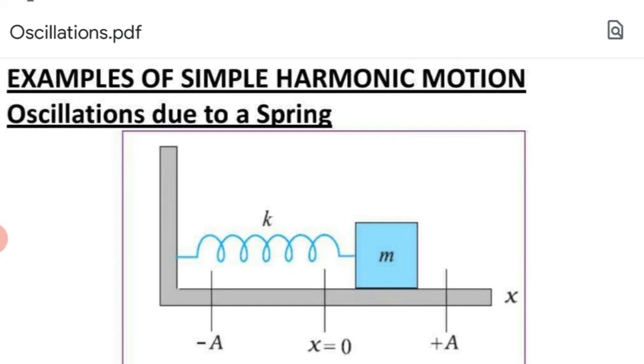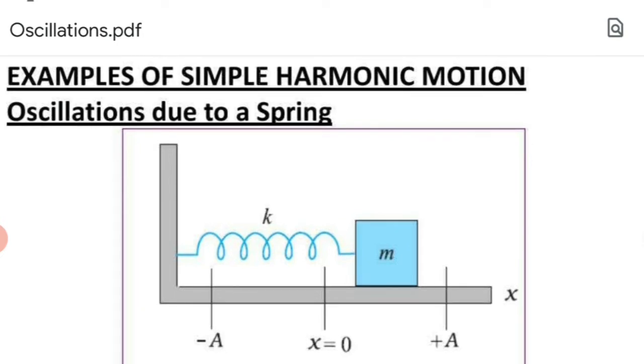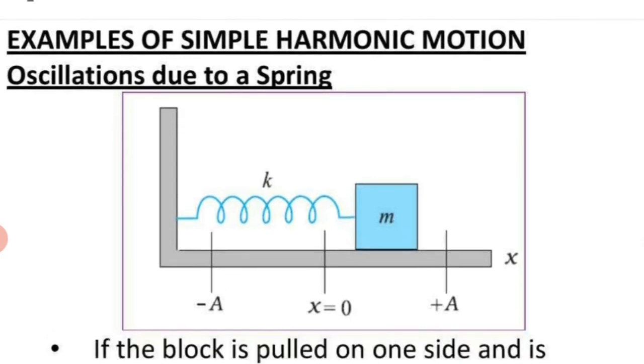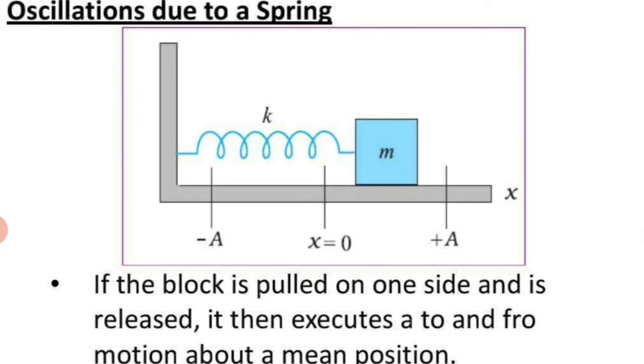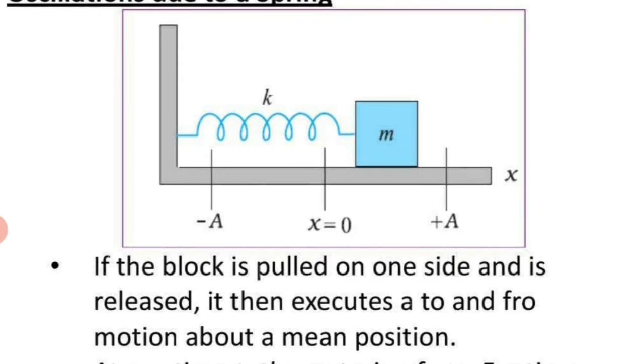One end of the spring is attached to a rigid support, and at the other end we have a tiny mass m attached to it. And when it is at mean position, we can see the displacement is 0, and the two extreme positions are marked with displacements equal to amplitude, that is plus or minus A.